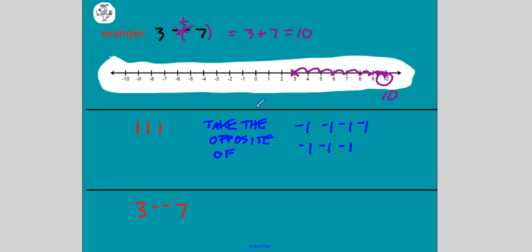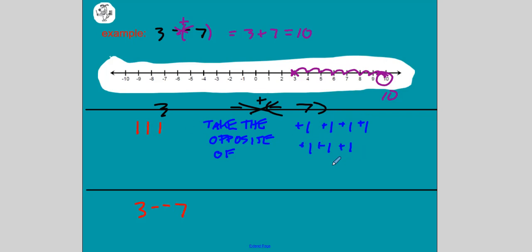Now using the little tick mark model, this is 3 positives, and you're taking the opposite of all these negatives. Because this is, again, 3 minus -7, you're taking the opposite of -7. So each of these negatives here becomes a positive.